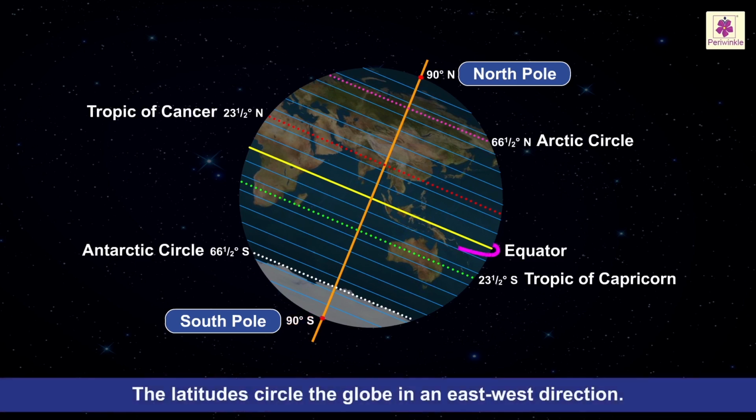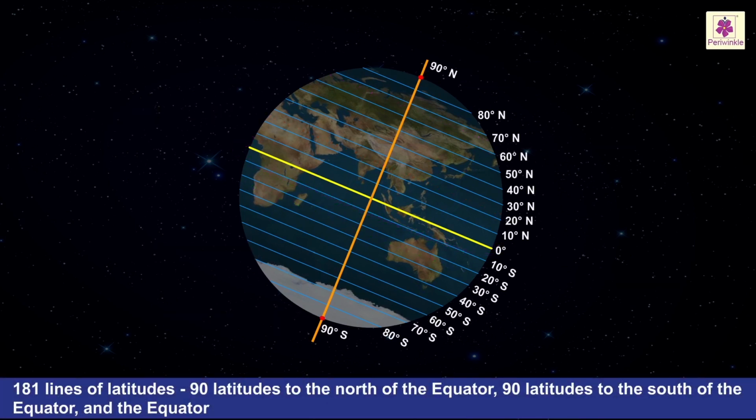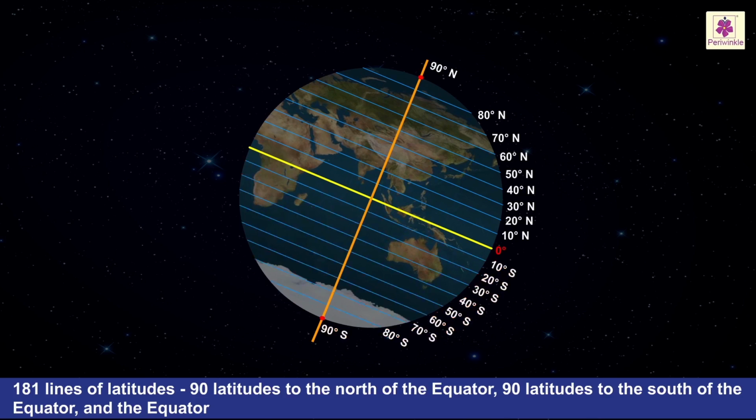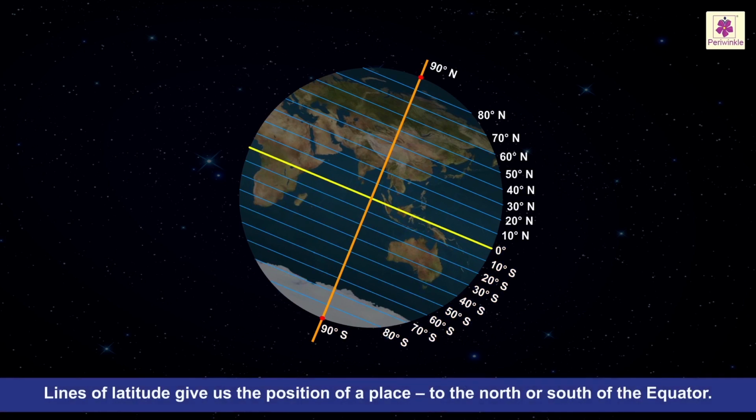The latitudes circle the globe in an east-west direction. There are a total of 181 lines of latitudes, that is, 90 latitudes to the north of the equator, 90 latitudes to the south of the equator, and the equator. Lines of latitude give us the position of a place to the north or south of the equator.